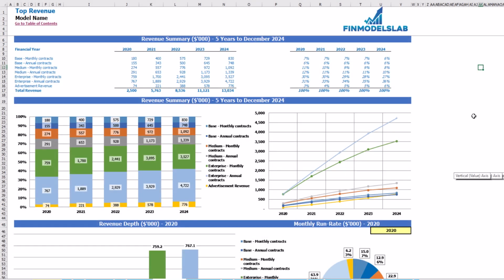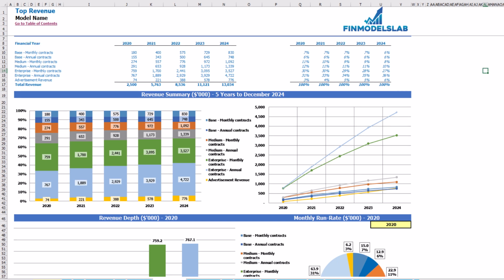On the top revenue tab, you may see your revenue breakdown by 3 main offerings and payment cycles, which is monthly contracts and annual contracts, and additionally an advertisement revenue. You may see also the breakdown by years of absolute values and breakdown by years of percentage allocation. The same information you may see on the charts below. It shows you the percentage allocation and absolute values allocation.